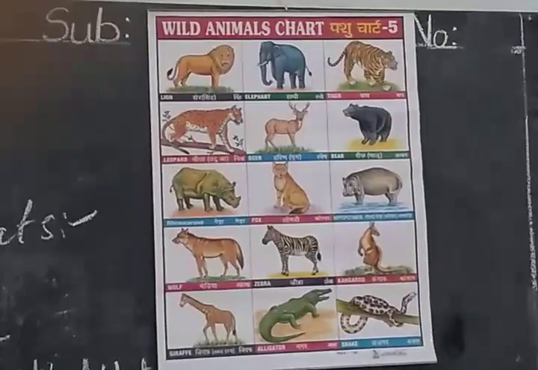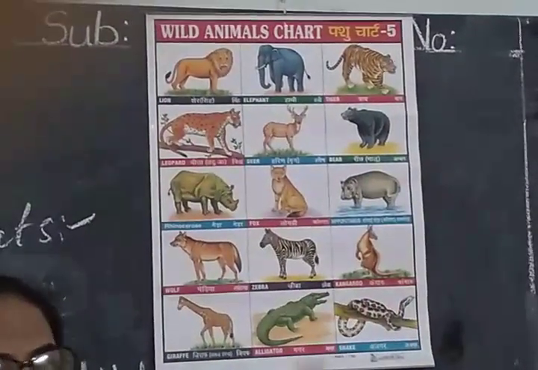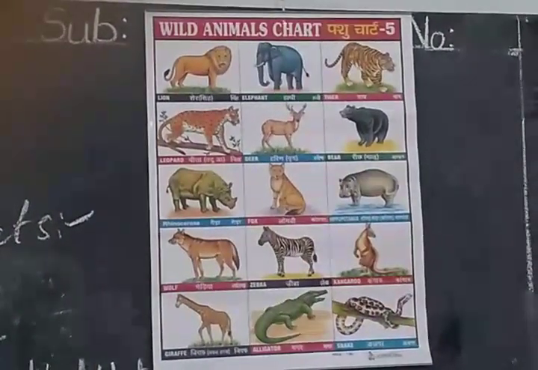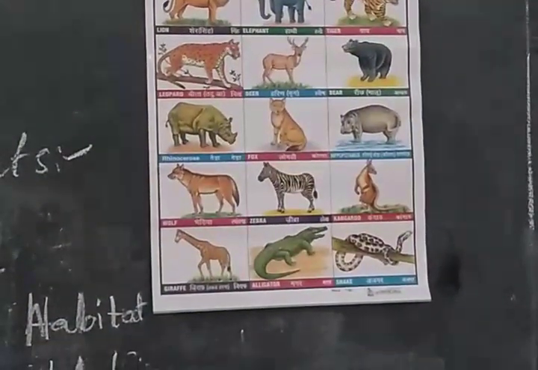Snakes have different types of habitats. Some snakes live in water, some live in desert, some snakes live on land. So in that way, these snakes have different types of habitats. So this is about the habitats. Today you have learned about the habitats of different animals.